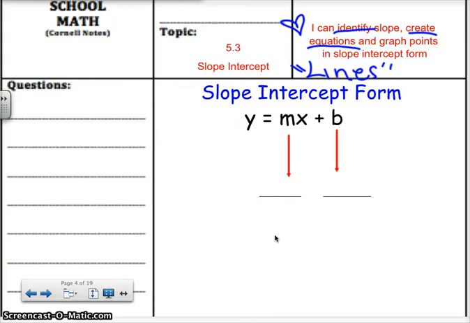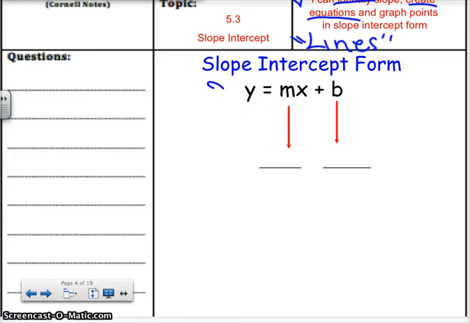We graphed lines from a table of values before. You are going to learn a very quick way to graph lines tomorrow. Today is our introduction to how to analyze an equation of a line. All equations of a line can look like this. This is a linear line. This is just some kind of line.